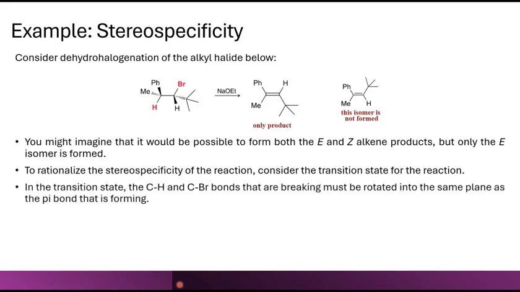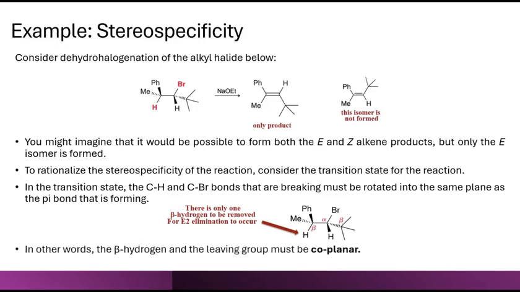In the transition state, the C-H and C-Br bonds that are breaking must be rotated into the same plane as the pi bond that is forming. So the only way to do that is to have a very specific geometry. There's only one beta hydrogen to be eliminated here, and it has to be in the same plane as the leaving group. In other words, the beta hydrogen and the leaving group must be coplanar. And you can see it here as well. These are the 4 atoms that must lie in the same plane, the H, the C, the C, and the Br.